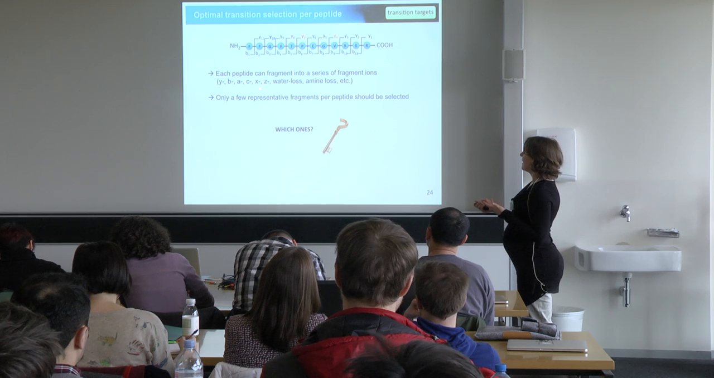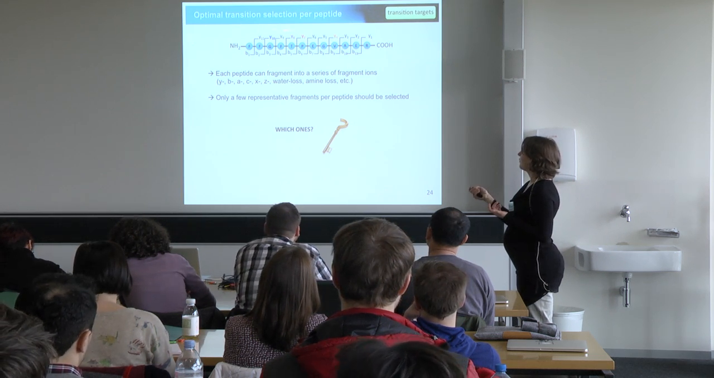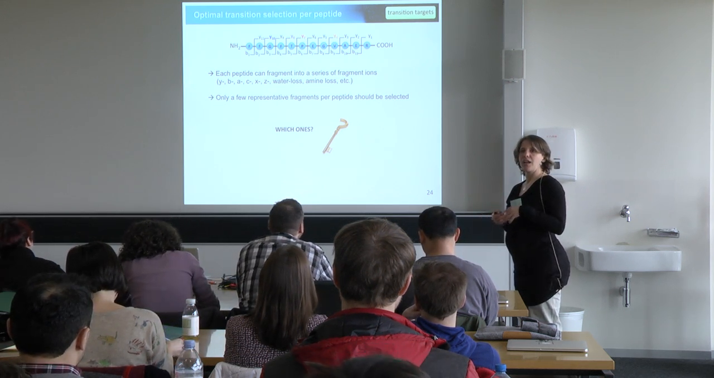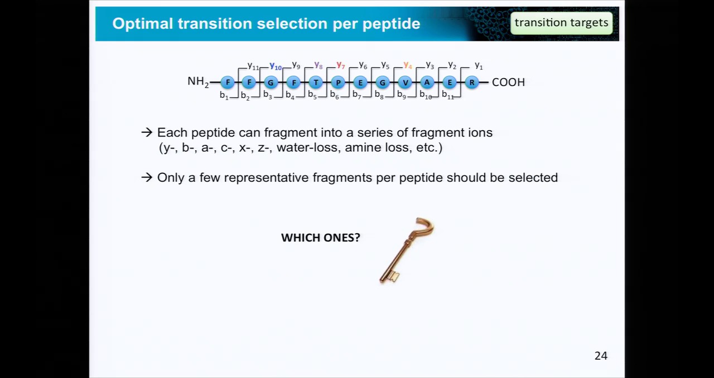And again, every peptide that we decided for will produce a series of fragment ions, not just Y and Bs, but also water loss, amine loss. And you need to know, if you would take all of them, you easily end up with 100, 200, 300 transitions per peptide, and we can just not afford to measure so many transitions per peptide. So the question is, which transitions shall I use for my SRM experiment?